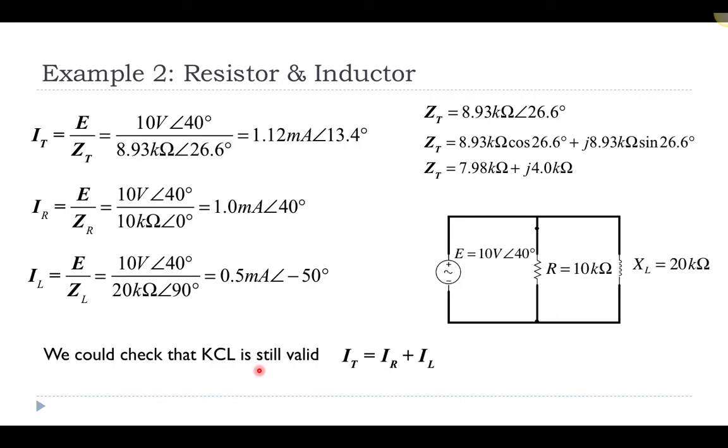Kirchhoff's current law has to be valid, so the total current has to be equal to the addition of the current through the resistor and the current through the inductor. This is phasor notation, so I have to treat those as phasors. I can't just add the numbers, which makes sense because 1 plus 0.5 does not equal 1.12. I have to take into account the fact that they have a phase shift. I'm not going to do this here, but we could add those together and check those.